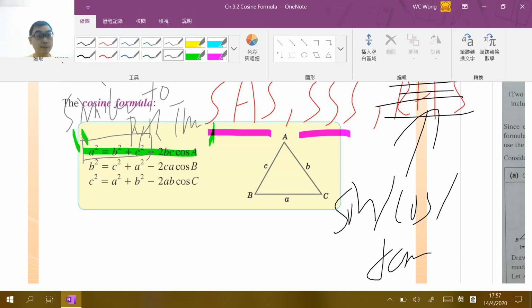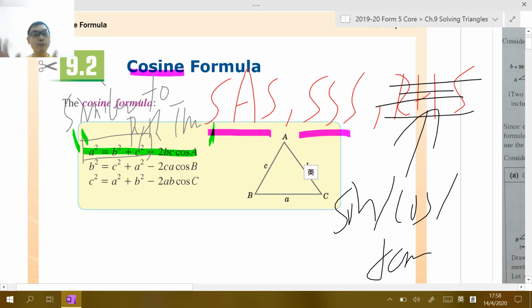And actually, if you want to memorize this formula well, I strongly suggest you read the proof that you can see in the book.